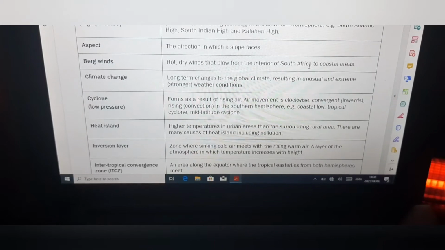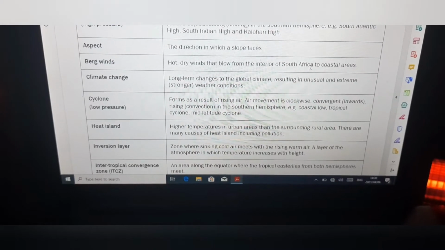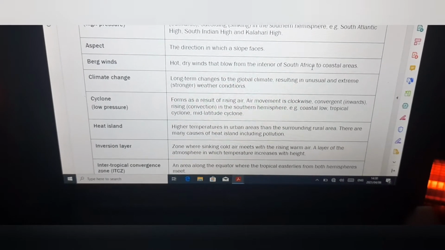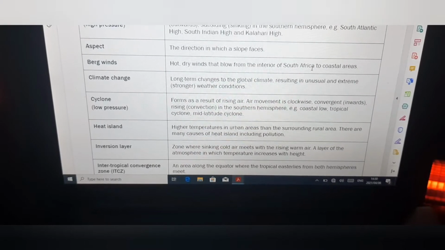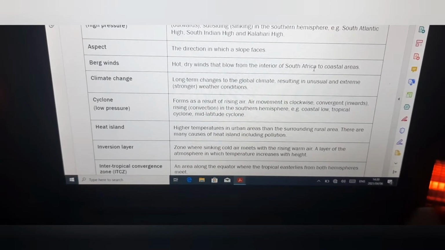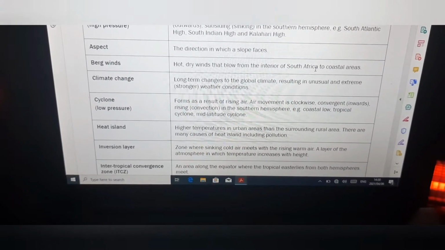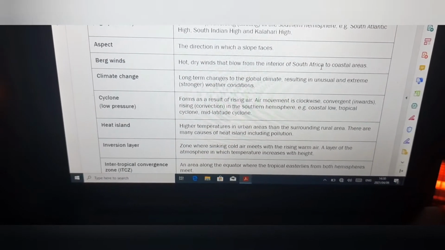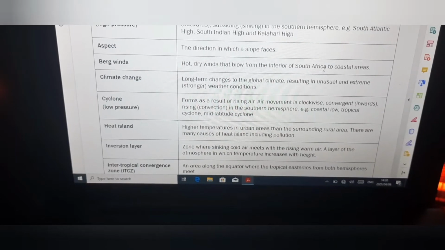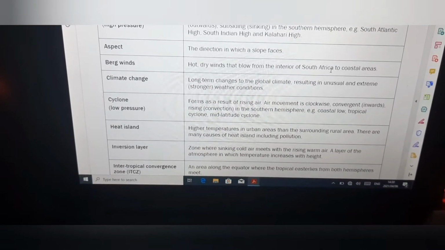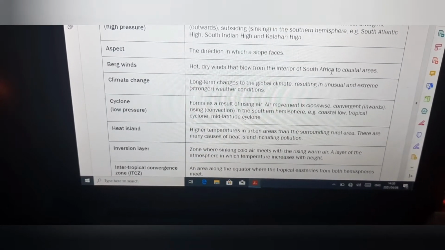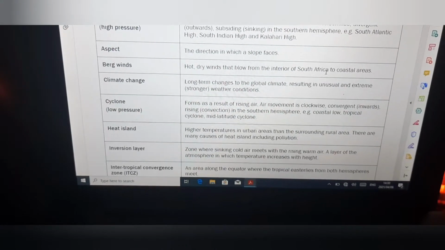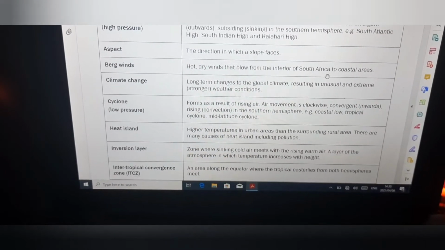Underline long-term changes. So that's what actually shows you that this is climate change. It happens during a very long time. It's a change in the long term, resulting in unusual and extreme, stronger weather conditions. So it could be too much sun, too much rain. It's just too much of the weather. So that is climate change.